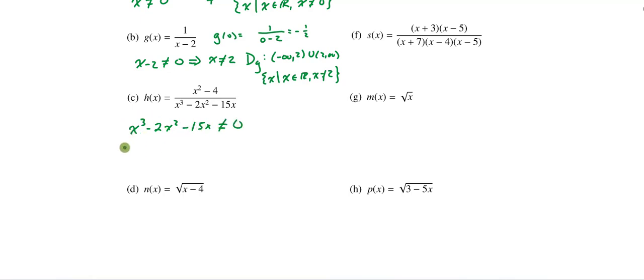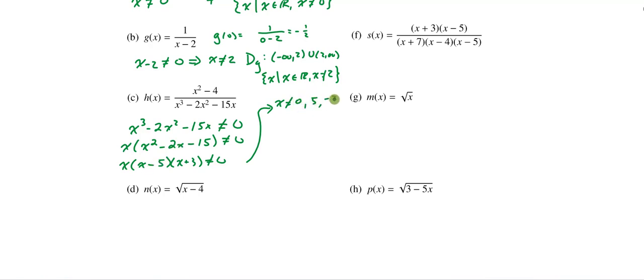On the left-hand side, I could factor this. First rule of factoring is to pull out the greatest common factor. So let me do that. That would give me x times x squared minus 2x minus 15 cannot equal 0. Then if I continue to factor, this would factor as x minus 5 times the quantity x plus 3 cannot equal 0. So at long last, I arrive at the statement that x cannot equal 0, 5, nor negative 3.